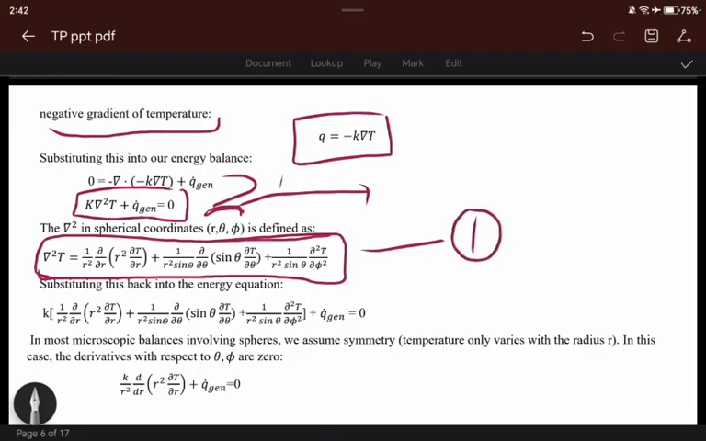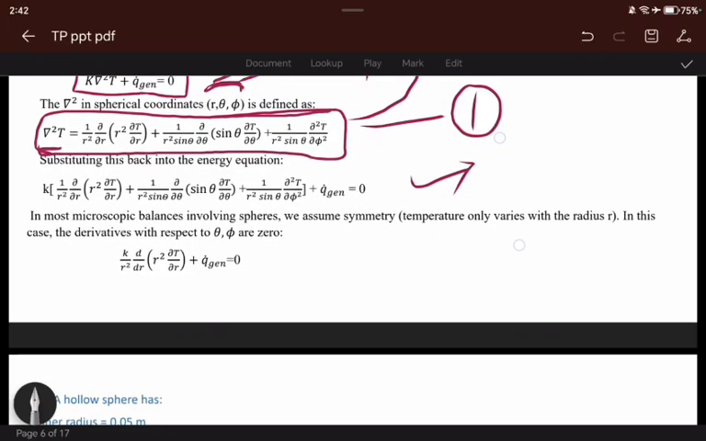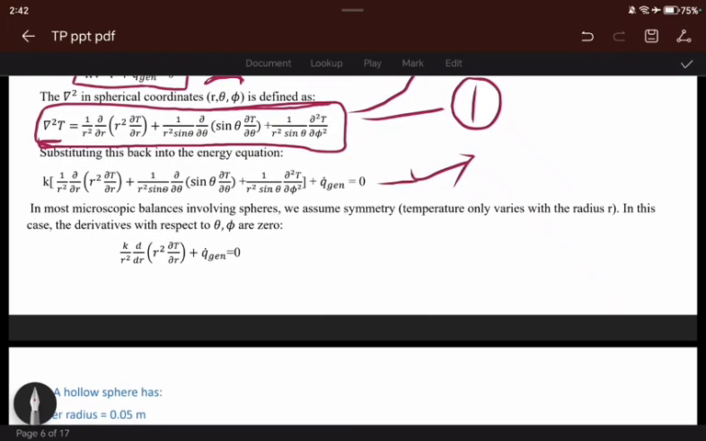So substitute that del square T again in that equation, and we will get our equation that will look like that. Most of the microscopic balance problems involving spherical shapes assume symmetry, where temperature varies only with the radius r. So in this case the derivatives with respect to theta and phi will be 0. So we will get from this equation k by r square d by dr of r square dT by dr plus q generation equals 0.